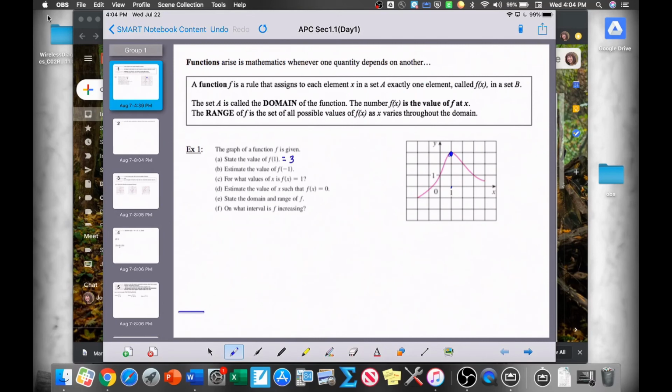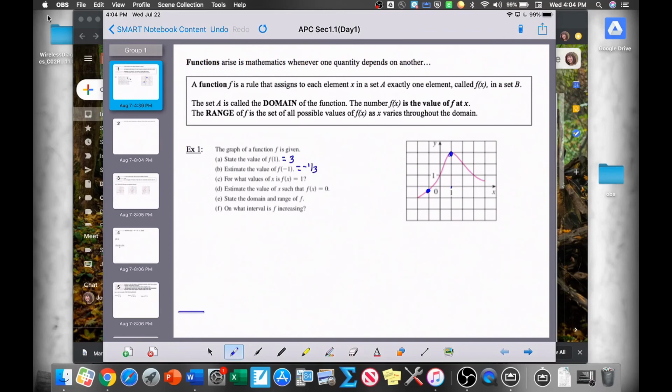Letter B says estimate the value of f of negative 1. When it says estimate, that tells me it's probably not going to be an exact value. When I find x equals negative 1 and look right here, it looks like the y value on the graph is not quite negative 1. Maybe not quite negative 1/2. We'll call it maybe like negative 1/3.